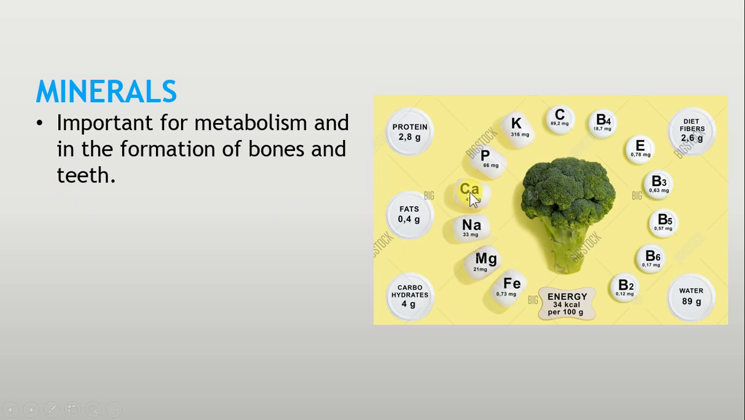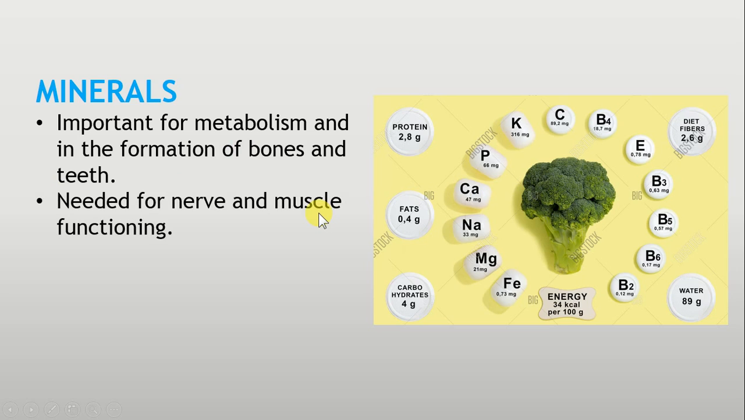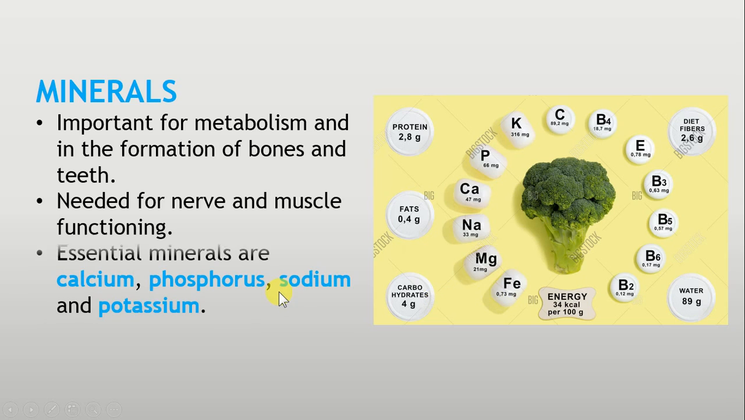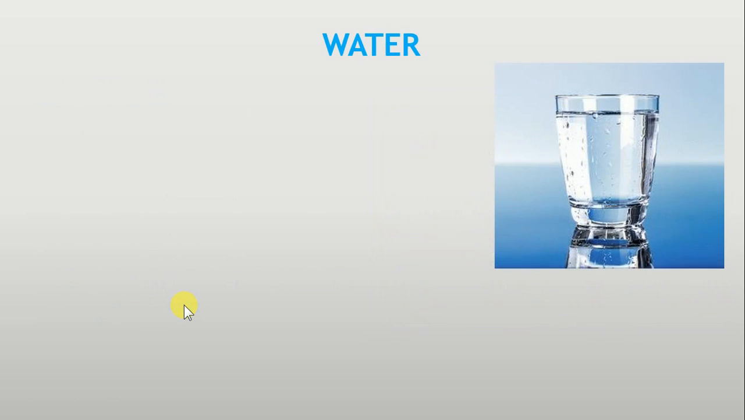For example, calcium is important for making bones. They are needed for normal functioning of nerves, nerve system and muscle. For example, sodium, potassium, calcium. For example, iron is important in making hemoglobin. Some well-known kinds of mineral are calcium, phosphor, sodium and potassium.